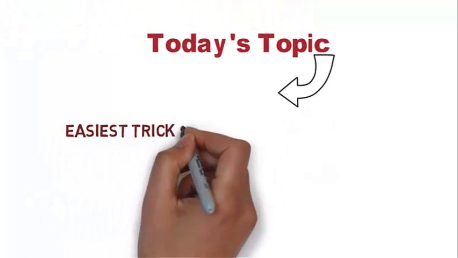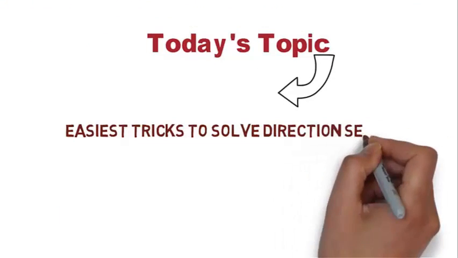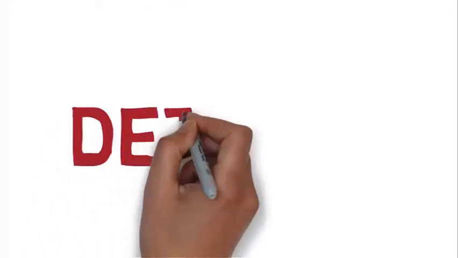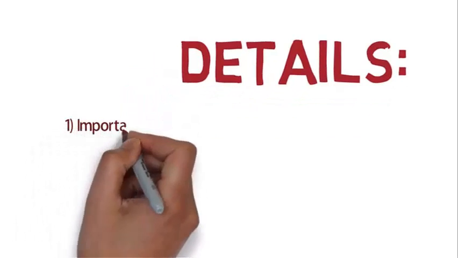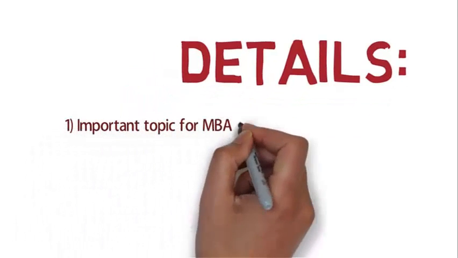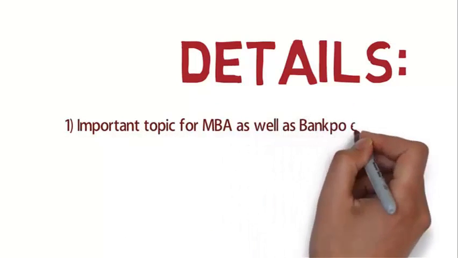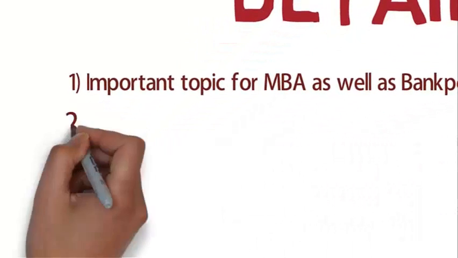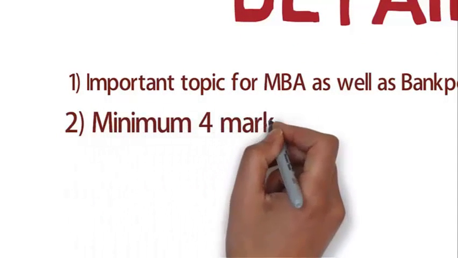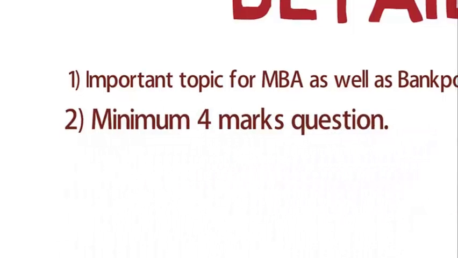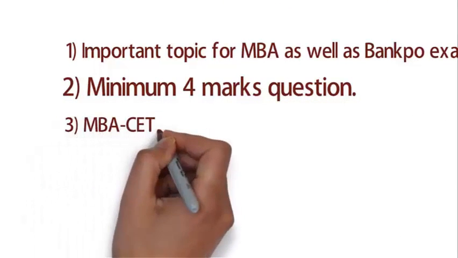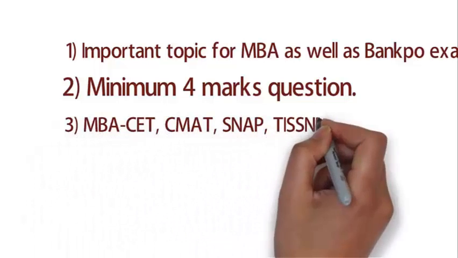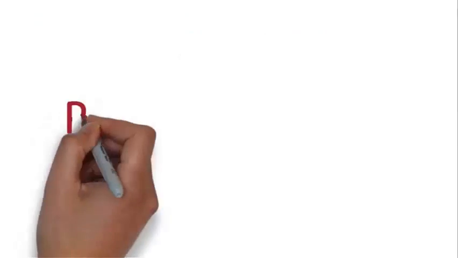Today's topic: the easiest tricks to solve direction sense. So today we are going to learn about direction sense and how to solve it. But before that, I'm giving you some important details. It is an important topic for the MBA as well as the bank PO examinations. It comes for 4 marks in examinations. These are a few of the examinations where it comes: MBA CET, CMAT, SNAP and MAT.